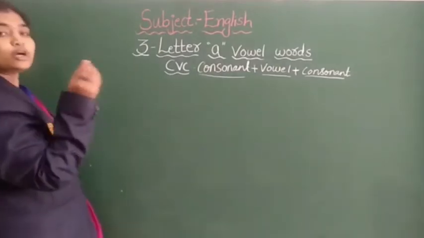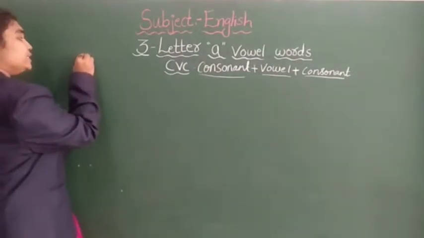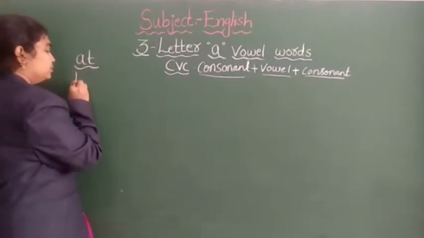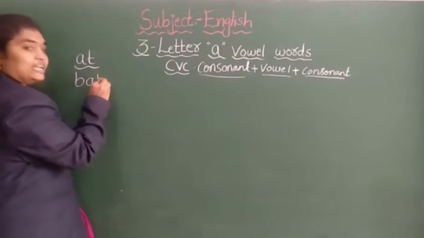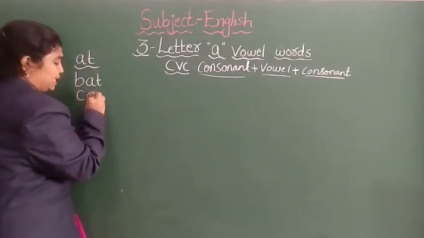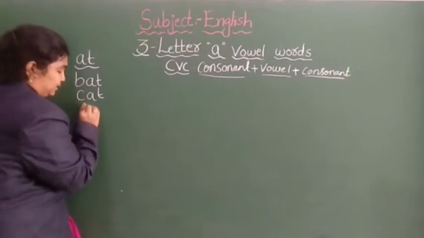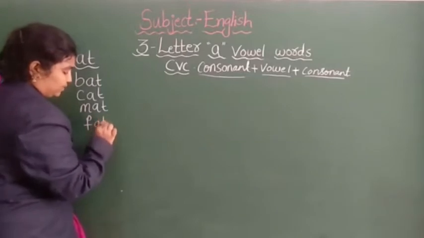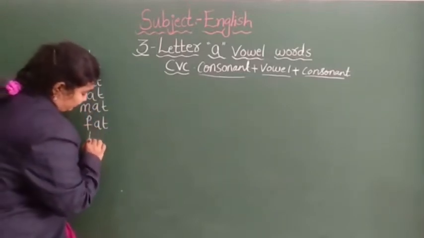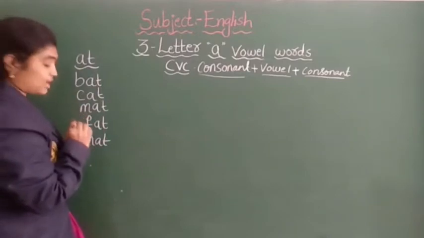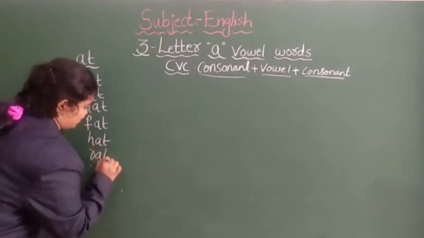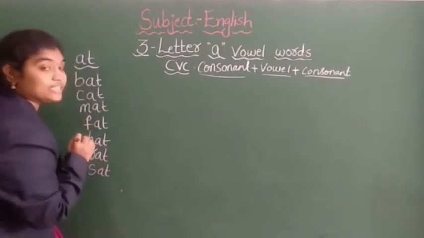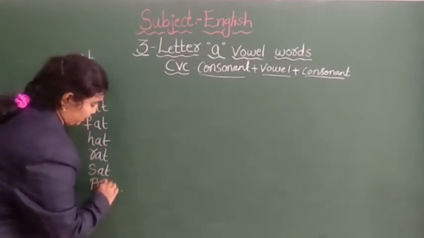First we are going to learn about AT words. What are AT words, Nana? See, BAT bat, CAT cat, MAT mat, FAT fat, HAT hat, RAT rat, SAT sat, and PAT pat.